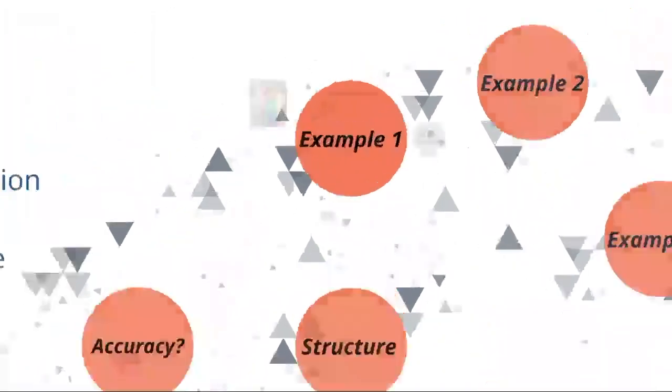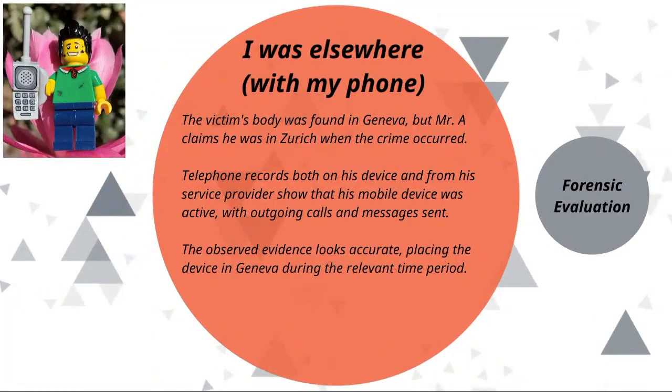Now let's consider an example where the defendant claims that he was elsewhere with his phone at the time of the crime. In this case, the victim's body was found in Geneva, but Mr. A, the suspect, claims that he was in Zurich at the time of the crime. The telephone records and the data on his device indicate that his mobile device was active and there were outgoing calls and messages sent, indicating that Mr. A was using his phone during the time of the offense. And the observed evidence looks accurate, placing the device in Geneva during the relevant time period.